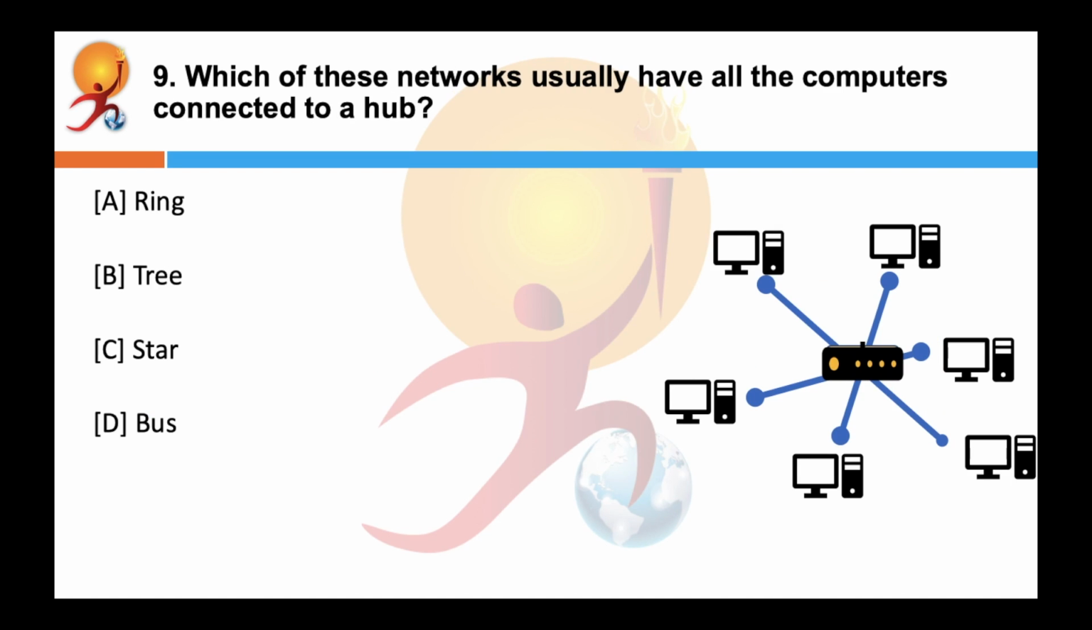Which of these networks usually have all the computers connected to a hub? Correct answer is C. In star topology, all the computers are connected to a single hub through a cable. This hub is the central node, and all other nodes are connected to this central node.